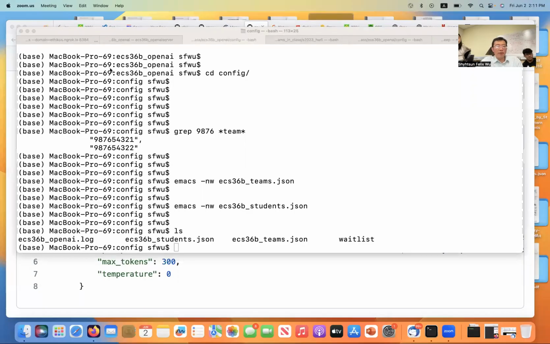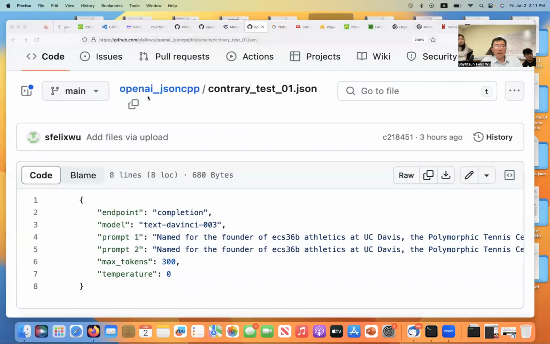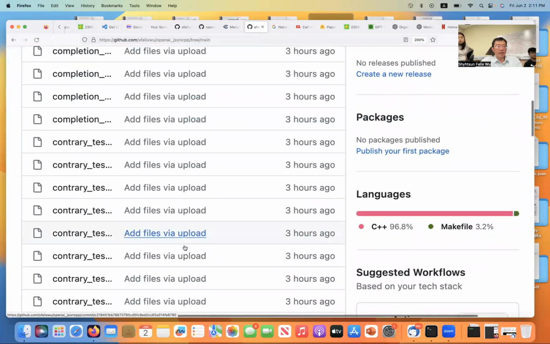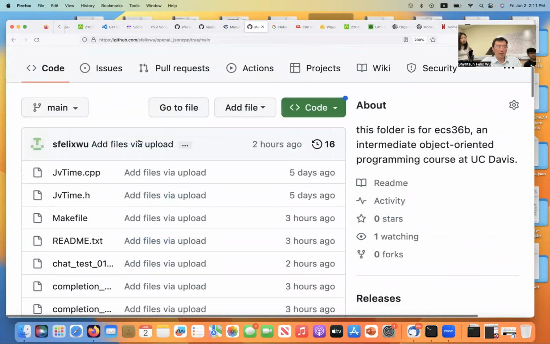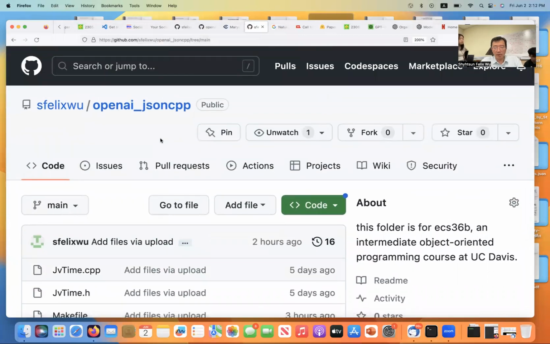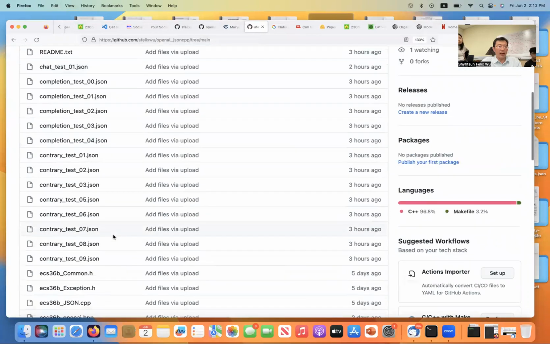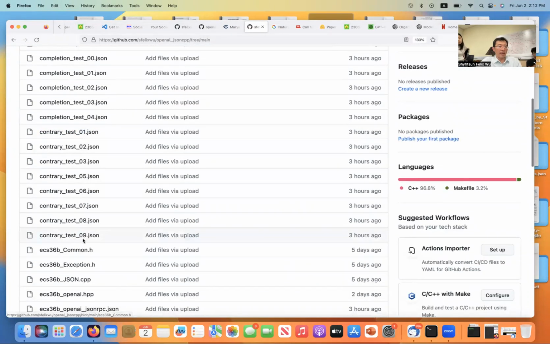Okay, so on the GitHub, now I can share the screen again. If you look at the GitHub, I already provide you a bunch of contrary tests. I should make this a little bit bigger. How do I make this? Okay, you can see that I have 9 different tests. They represent different situations.